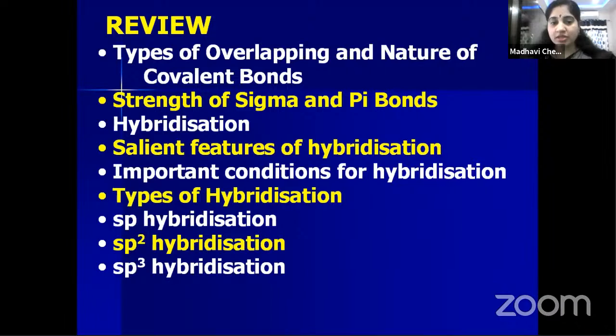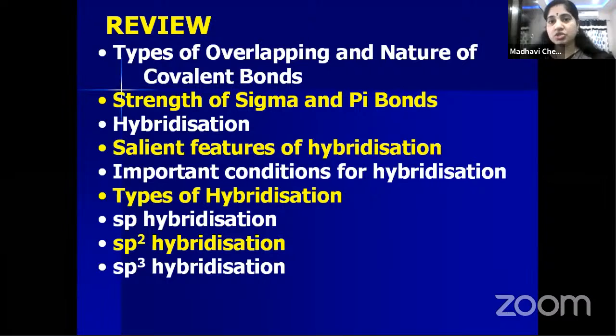So how much is the angle in ammonia? Bond angle is 107 degrees. Actually, it should be 109.5 degrees, but because of the presence of lone pair and bond pair repulsion, it acquires a pyramidal shape, and the bond angle is 107 degrees, right? And one more example we have seen in sp3 hybridization. What is that? Water molecule.